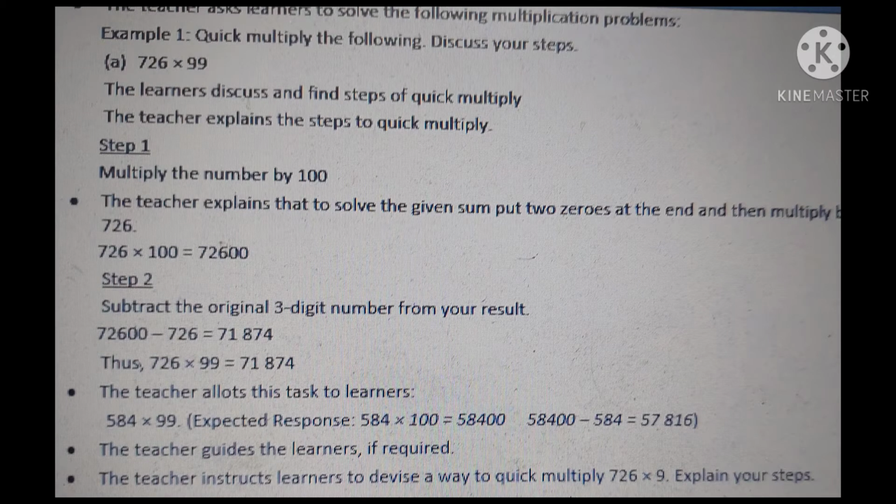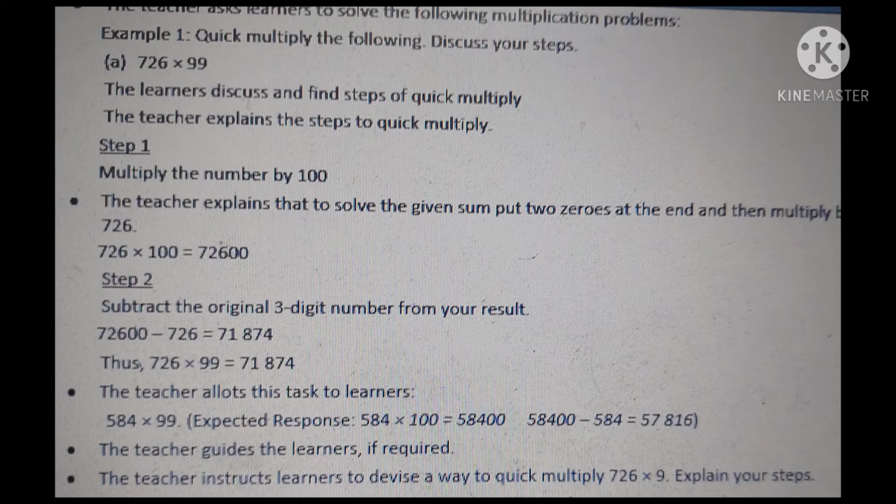Step 1. Multiply the number by 100. The teacher explains that to solve the given sum, we put 2 zeros at the end of 726. So here it goes. 726 multiplied by 100 is equal to 72600. Step 2. Subtract the original 3-digit number from your result.